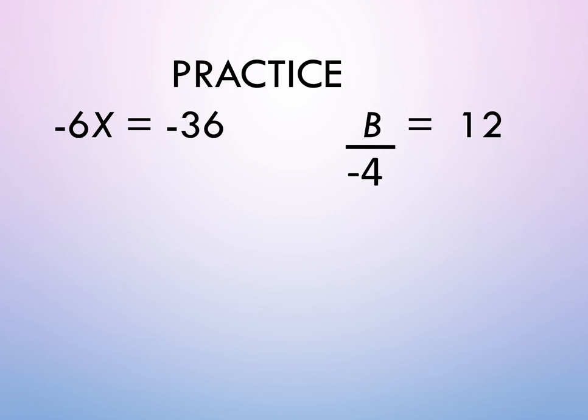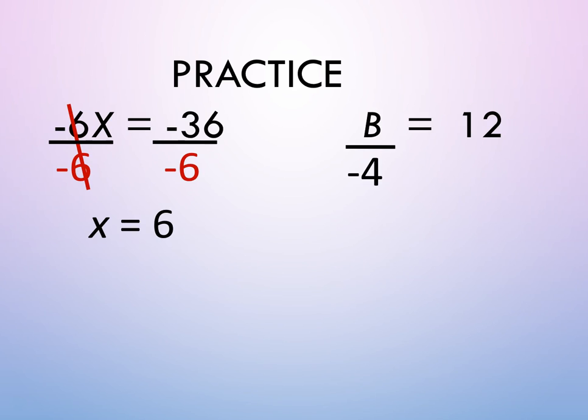So I'm going to divide negative 6 on both sides. Negative 6 divided by negative 6 gives me a positive 1. They cross out and go bye-bye into a 1. And negative 36 divided by negative 6, and a negative divided by a negative is a positive, which gives me positive 6. Alright, next one, now I look at b divided by negative 4 equals 12.